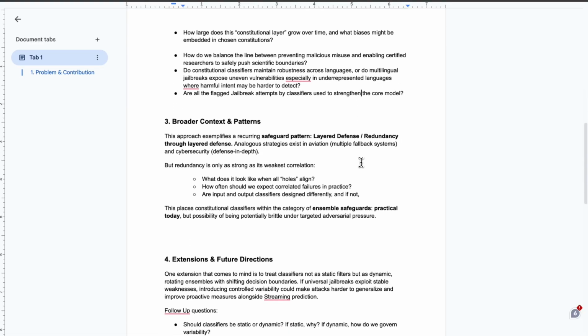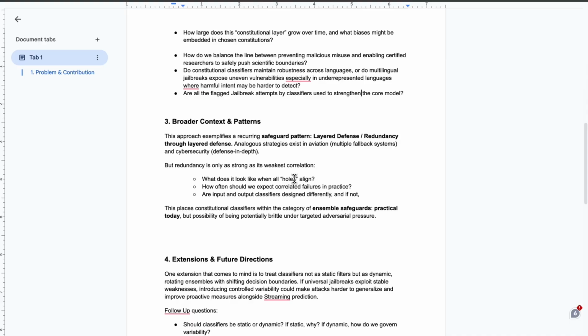Some context on patterns observed: this seems to be a safeguard pattern, and the pattern itself is layered defense, similar to what you see in aviation or cybersecurity. In aviation, you go through the airport, you go through different security checks, and that is a form of layered defense to reduce catastrophe. There are also things like checklists which pilots go through.